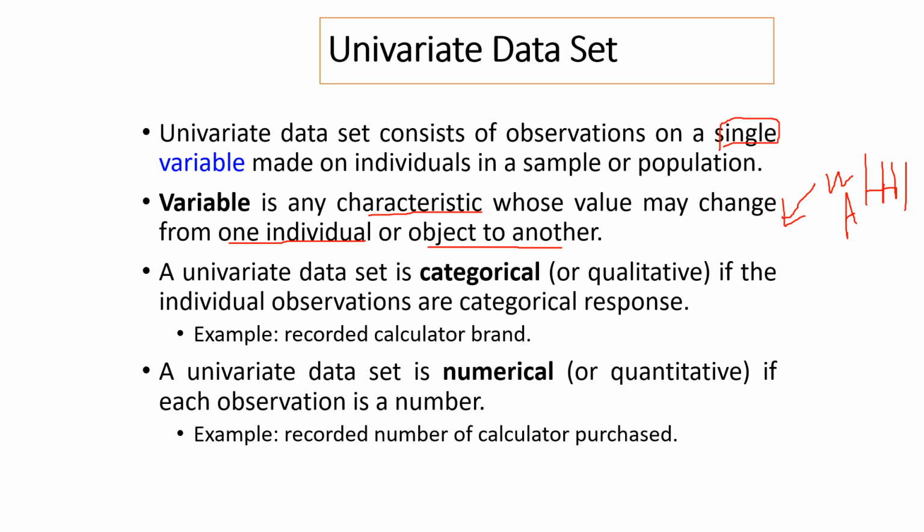Univariate data is categorical or quantitative. It is categorical if the individual observations are categorical responses, for example, recording the calculator brand. Univariate data is numerical or quantitative if the observation is a number, for example, recording the number of calculators purchased.